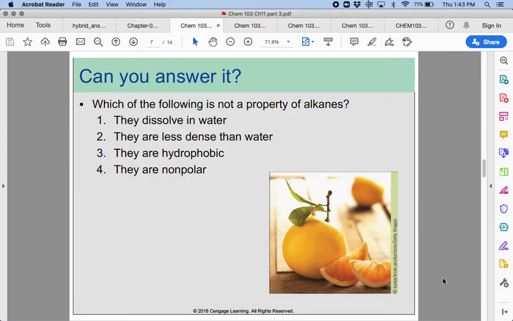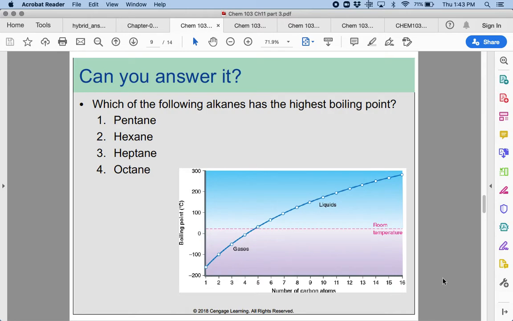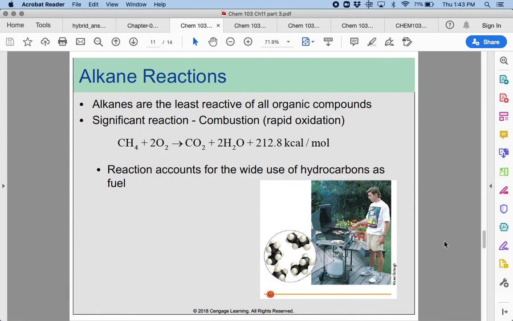So I'll give you a moment to answer this question. Right? We know that alkanes, A through E, are all hydrocarbons, which means they're nonpolar, which means they won't be soluble in water. Which of the following alkanes has the highest boiling point? Octane. Out of all these, this has the highest number of carbons in the chain, which means it will be the biggest, so it would have the highest melting point, or excuse me, boiling point.